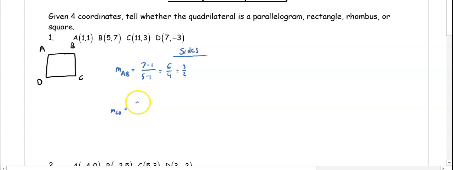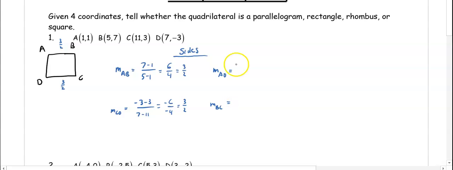For CD, we have negative 3 minus 3 and 7 minus 11. Negative 6 over negative 4 reduces to a positive 3 over 2. So that's good that the slopes of these 2 sides are the same, because they should be parallel since they're opposite sides. I'm also going to find the slopes of the other 2 sides, so AD and BC.